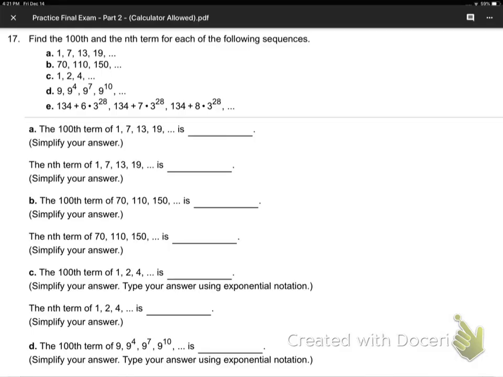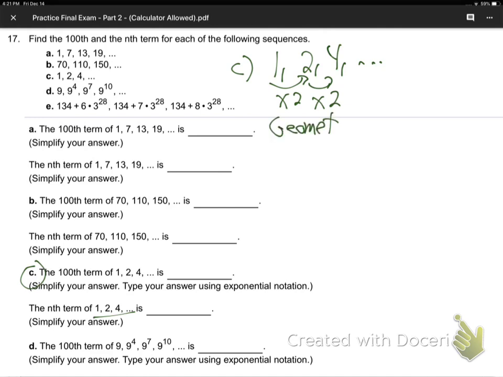It wants the 100th term and the nth term of 1, 2, 4. So part C, 1, 2, 4. What's it doing every time here? It's going times 2. Times 2. And that's called a geometric sequence, when it multiplies the same number. So when you add the same number every time, that's an arithmetic sequence, and I gave you the formula for that.